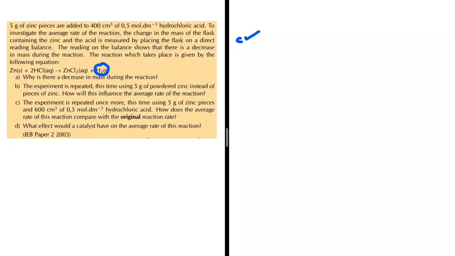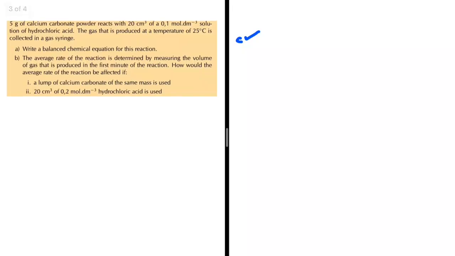Right. So these were the conceptual questions. I hope you got most of them right, and you can still remember the section on factors that affect the rate of reaction. Well, let's move to the following example. So 5 grams of calcium carbonate powder reacts with 20 centimeter cube of a 0.1 mole per decimeter cube solution of hydrochloric acid. The gas that is produced at a temperature of 25 degrees Celsius is collected in a gas syringe that is set up for measuring the rate of reaction.